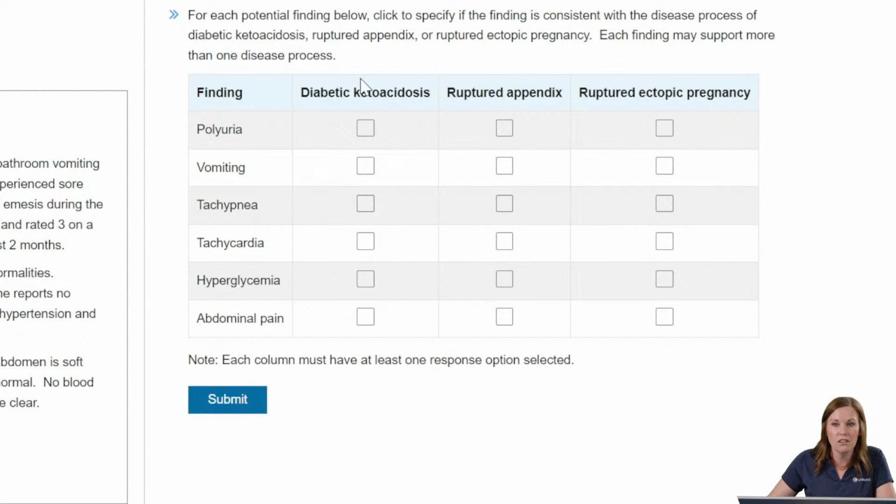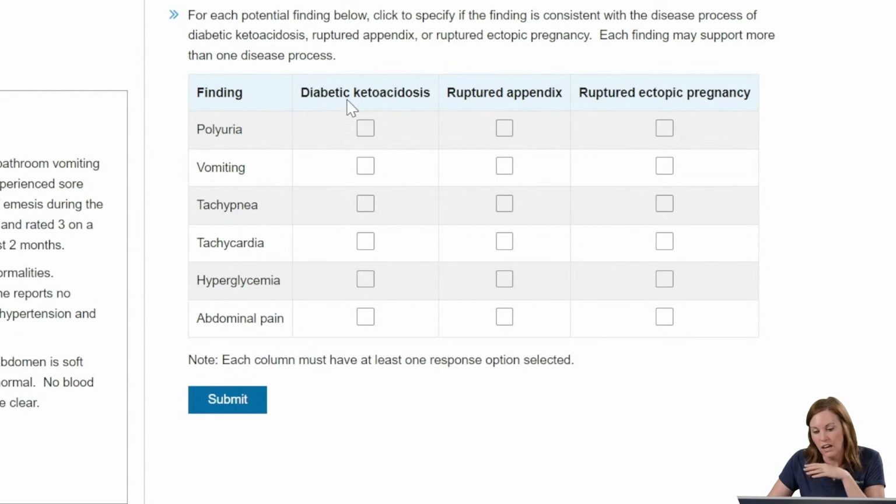So when we go through this, let me back up and say, this type of question is called a matrix multiple response. So this is essentially like 3 SATA questions in one. It's like a SATA question on DKA, a SATA question on ruptured appendix, a SATA question on ruptured ectopic pregnancy.